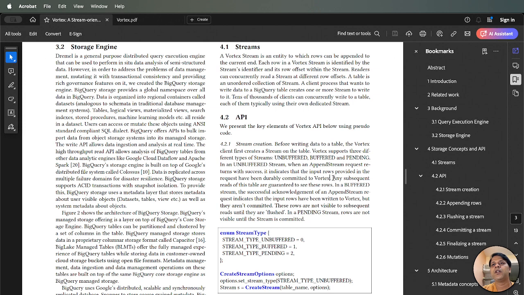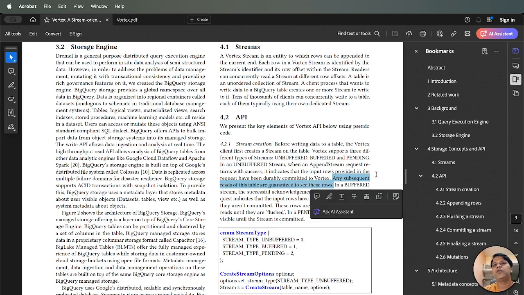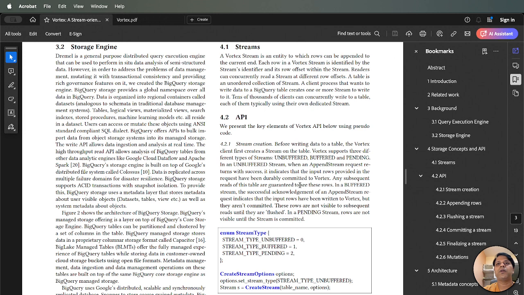Any subsequent reads of this table are guaranteed to see these rows. If a user tries to read, the rows will show up. So as and when the rows come in, they get committed and they show up in the query. Unbuffered, straightforward, as and when it comes.